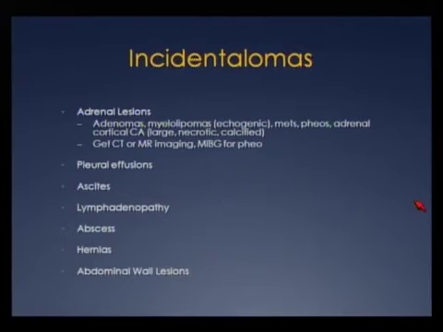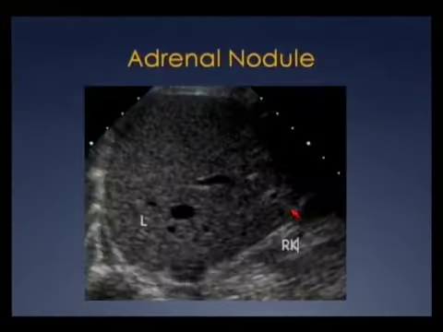Incidental lesions that we may see by ultrasound, we may see adrenal lesions. Typically these will be adenomas, but sometimes they may be metastases or other types of lesions. We can evaluate these with a CT or MRI depending on what we think they might be. Effusions, we saw one earlier, ascites, adenopathy, abscess formation, hernias, and abdominal wall lesions.